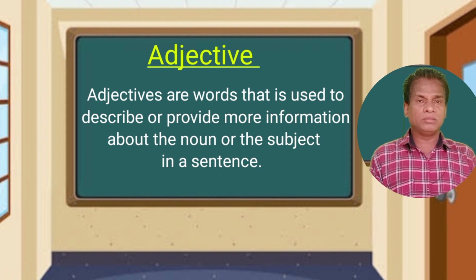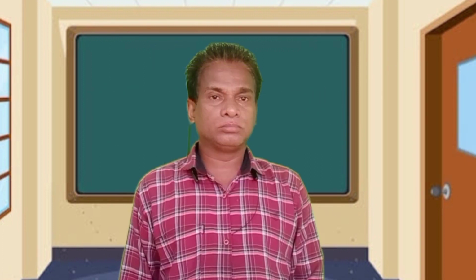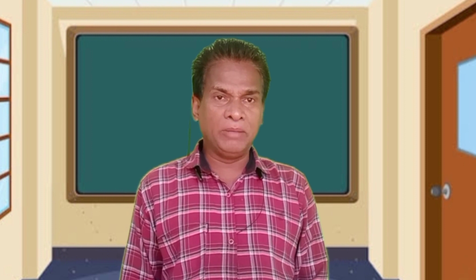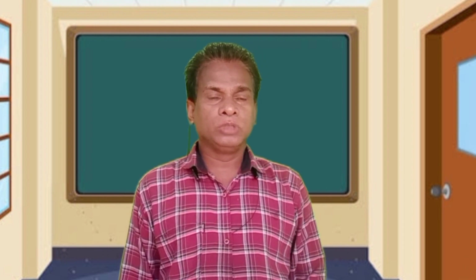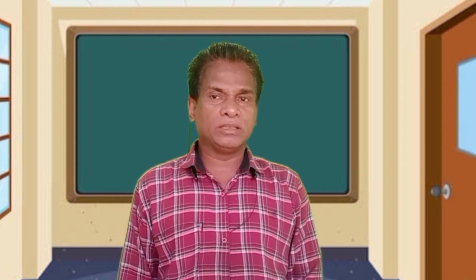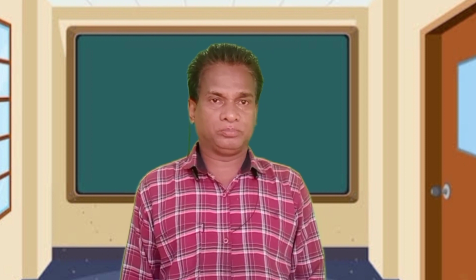Adjectives are words that are used to describe or provide more information about the noun or the subject in a sentence. Some examples of adjectives include beautiful, late, quick, early, etc.